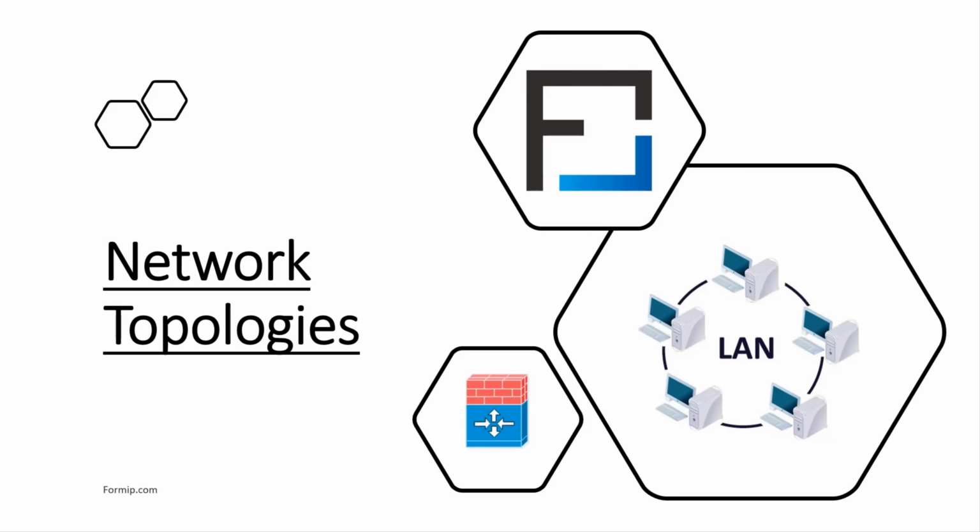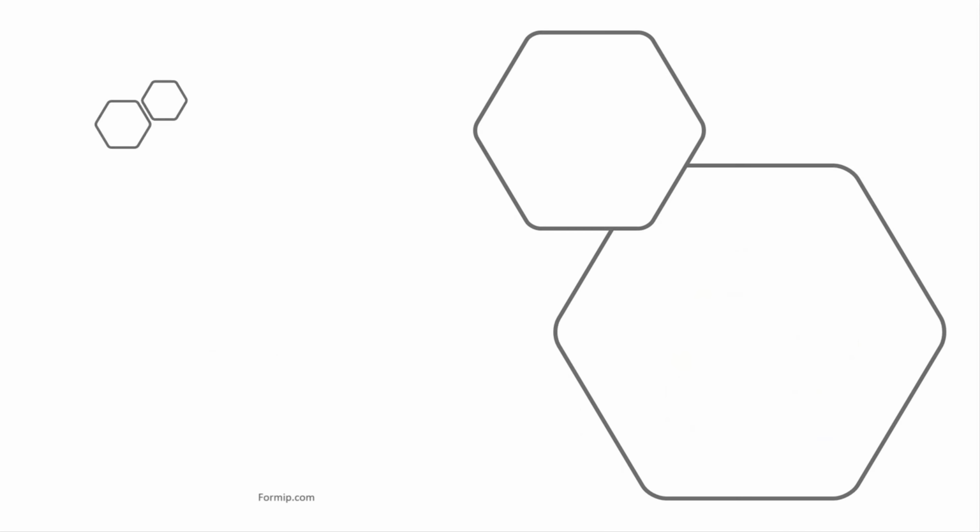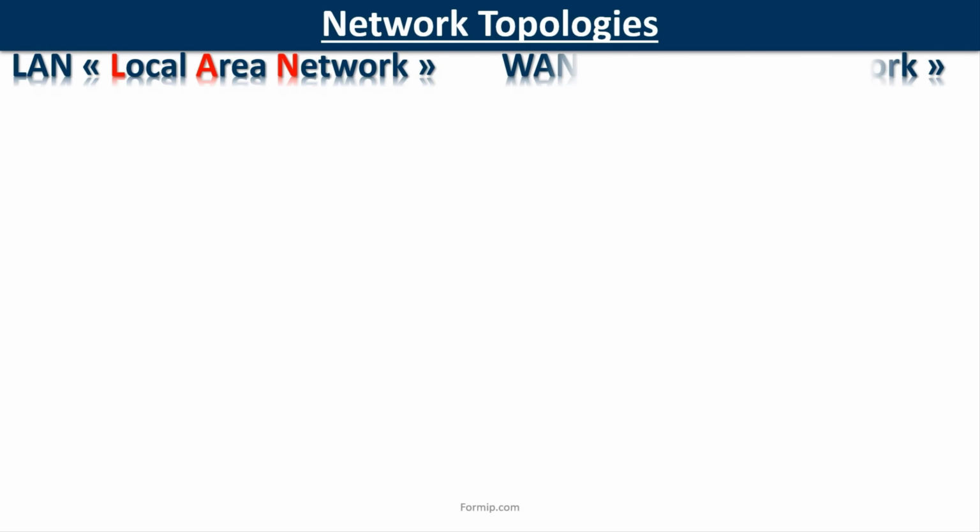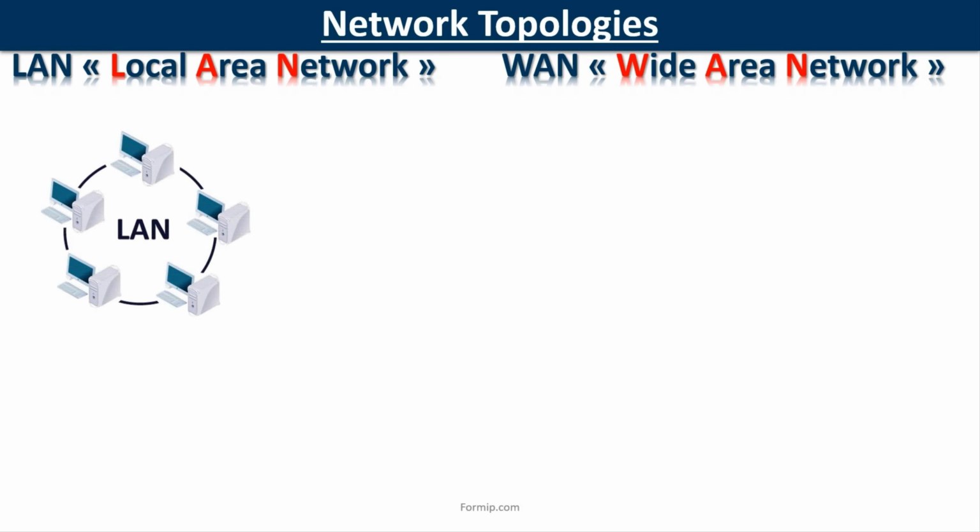To understand why certain topologies exist, we'll look in detail at two types of networks: the LAN, Local Area Network, and the WAN, Wide Area Network. The LAN is a network that is limited to a geographical space, for example, a building. For us, this means that all the devices that are connected to our internet box form a LAN.